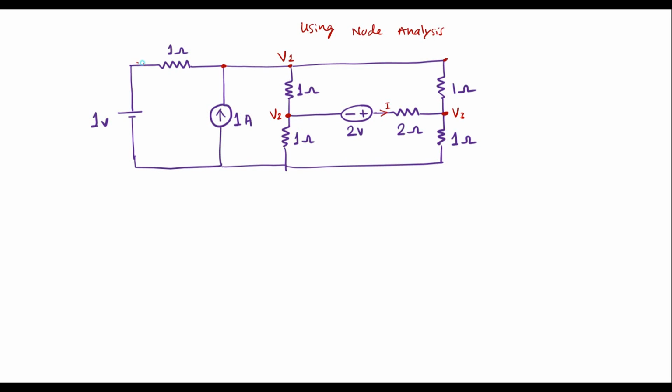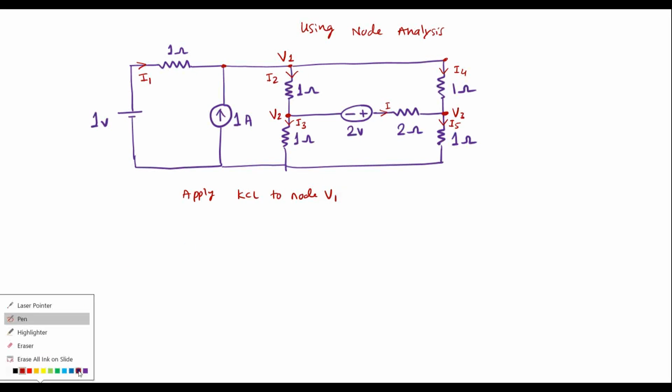Let me assume the current through this branch is I1, the current through this branch is I2, and the current through this branch is I3. Anyhow, current I is flowing in this branch. Let me call the current through this branch I4 and the current through this branch I5. Now we are supposed to apply KCL to each node, that is, apply Kirchhoff's current law to node V1.